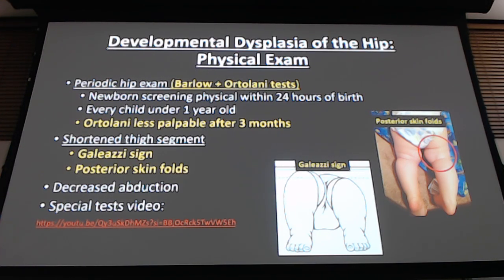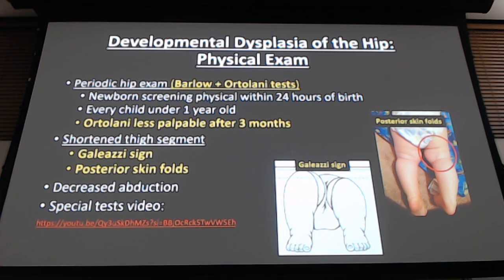You already know that, right? Okay, so yeah, of course you do. But that's the hip exam, and again, it's periodic. I explained those periods. Now the next component of your physical exam though is the shortened segment. We talked about this before.